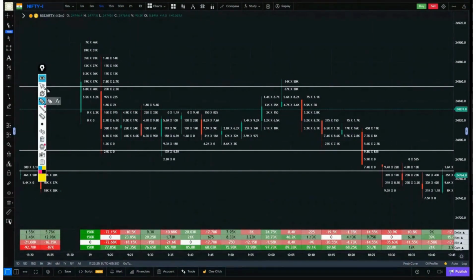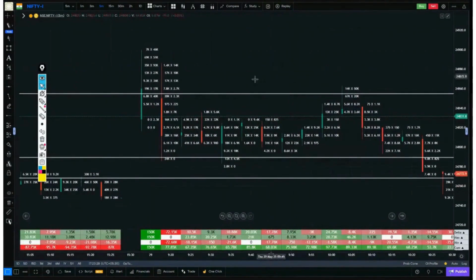Okay, so let's read the first candle. The special thing about the first candle is that there is always a lot of buying and selling within it. So you need to read its buying and selling a bit carefully, or you can even skip it if you want.